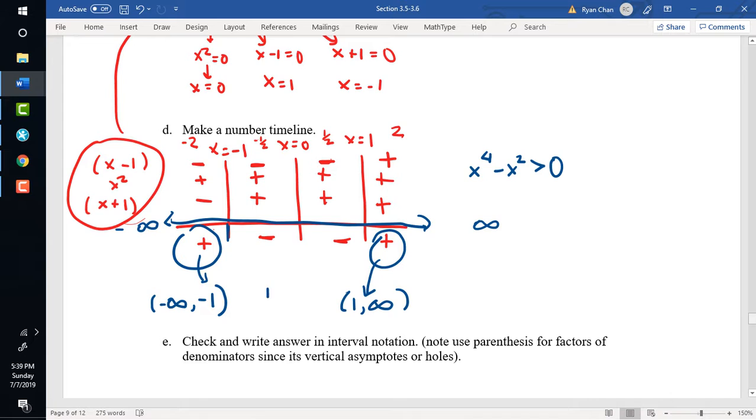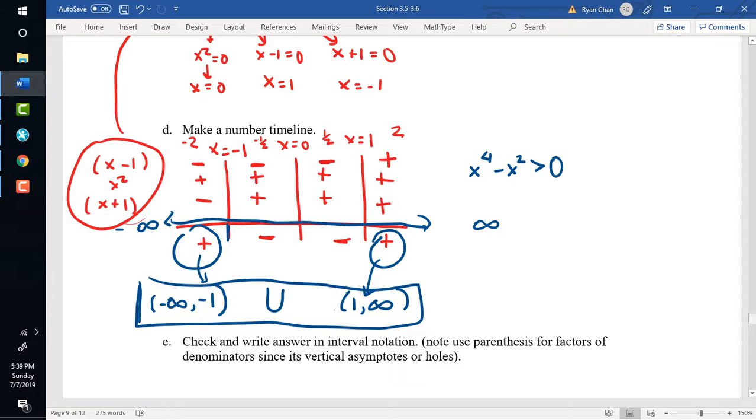And then make sure you do a union, because we're saying it's negative infinity to negative 1, as well as 1 to infinity. So this is your final answer right here. Okay. So take some time to process this, and we're going to do a couple more problems.